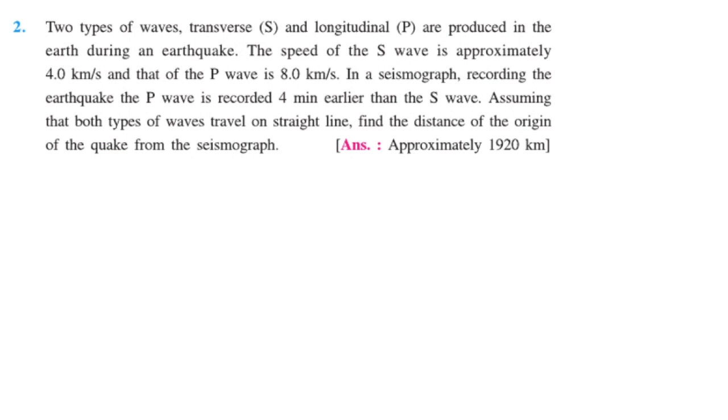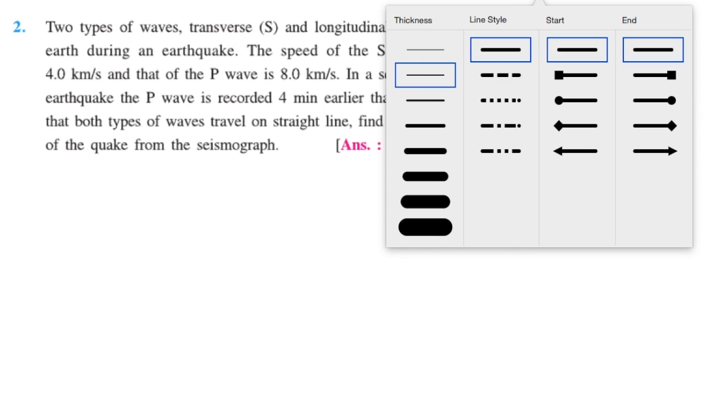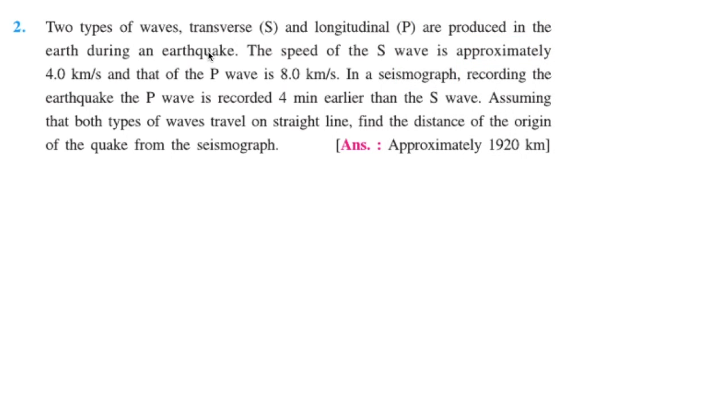Okay, now let us see the next question. Two types of waves, one is transverse, that is called S wave, and longitudinal, that is the P wave, are produced in the earth during an earthquake. The speed of S wave is approximately 4 km per second, and that of P wave is 8 km per second.